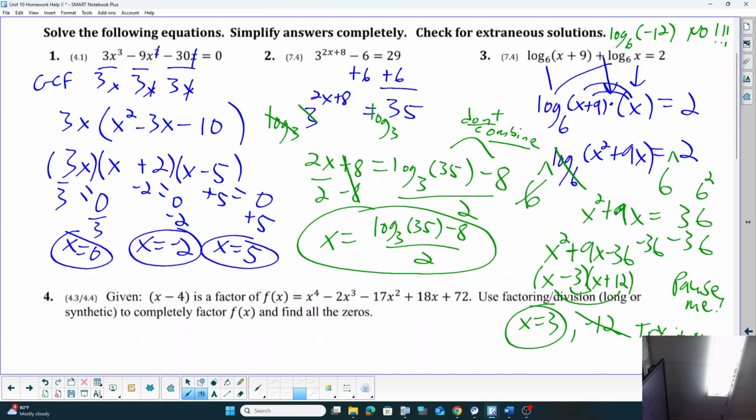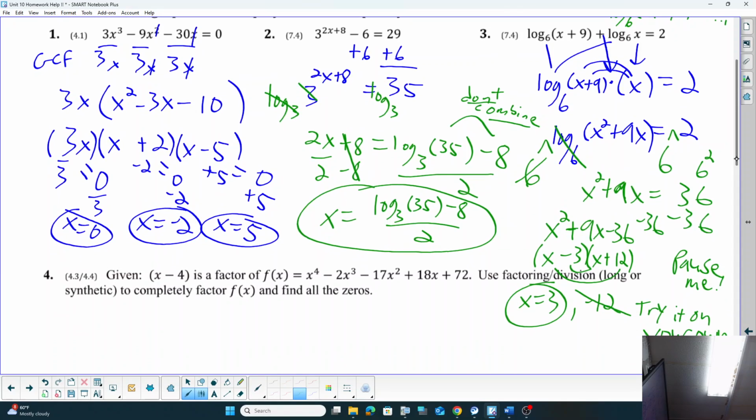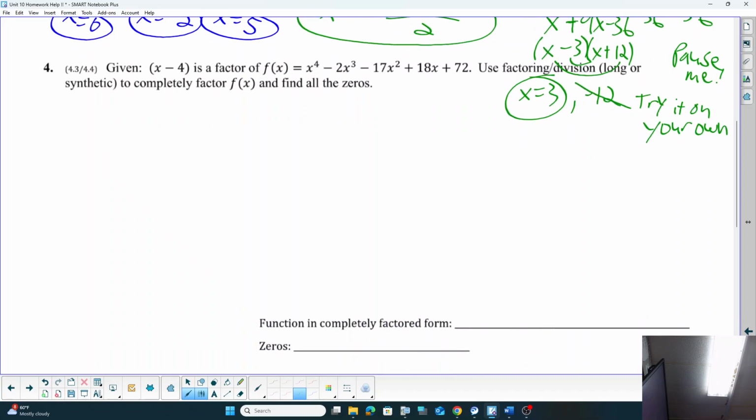Solution, only 3. Only x equals 3. Did you get 3 on your own? I hope you did. For the test, can you do synthetic division? It's been a while. Make sure you know how to do synthetic division.